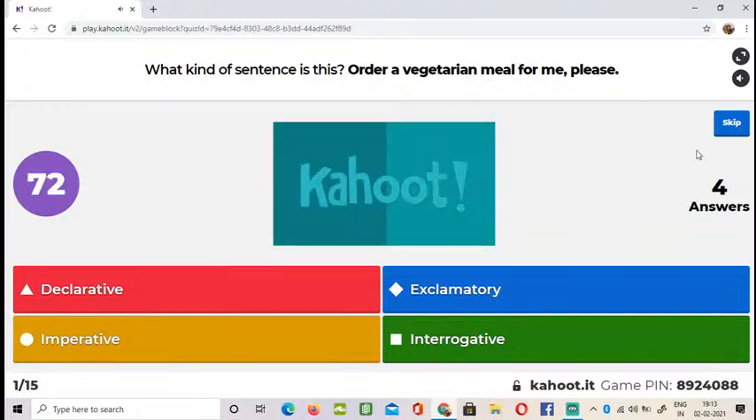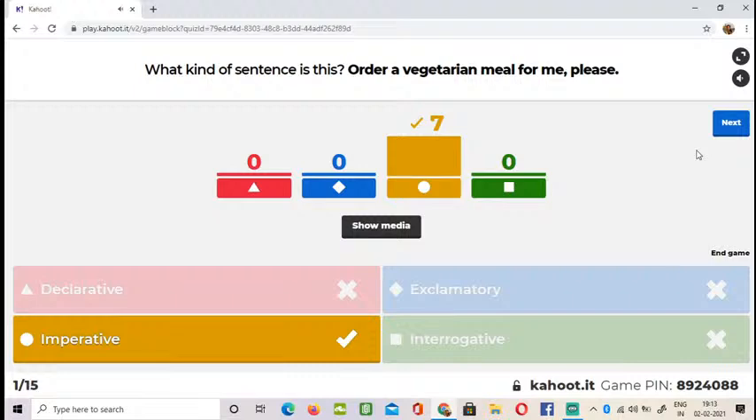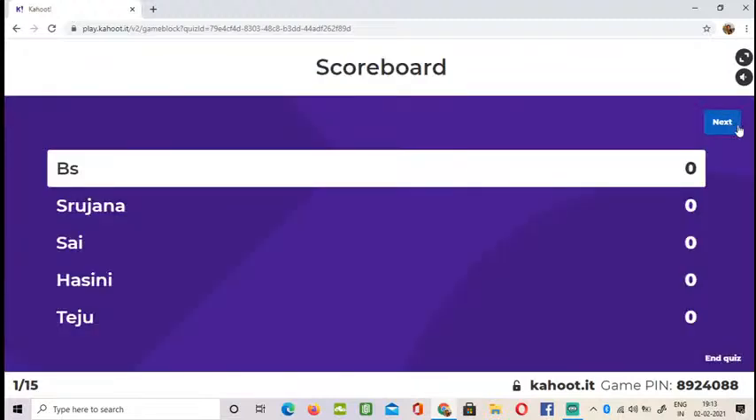Come on, guys, it's the same one as the before one. You all saw the answer also, it's very easy. Okay, all seven of you are correct. That's very good. So let's move on to the next question.